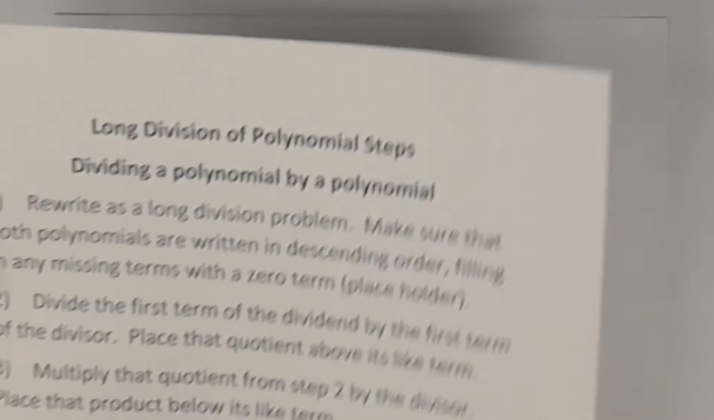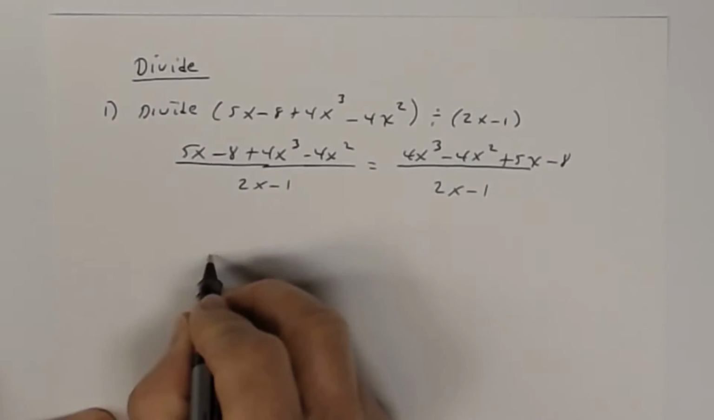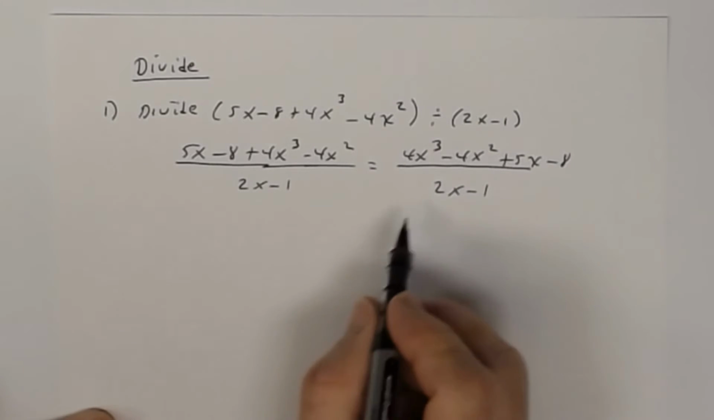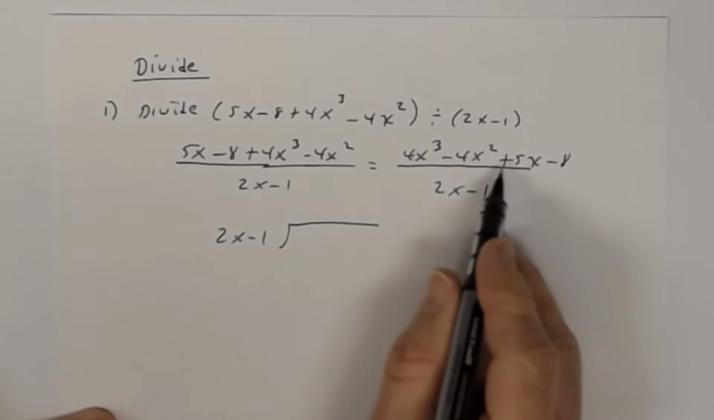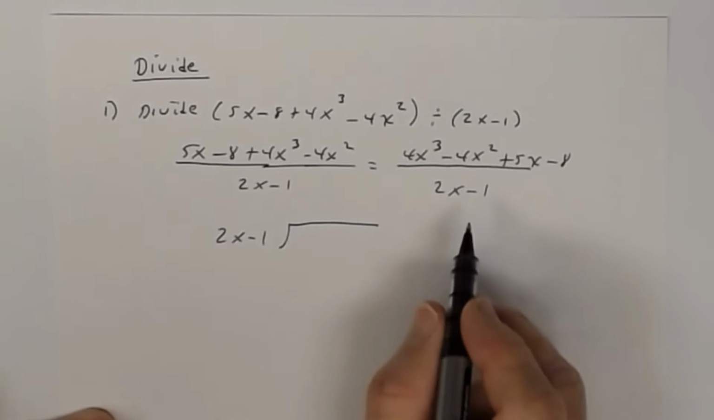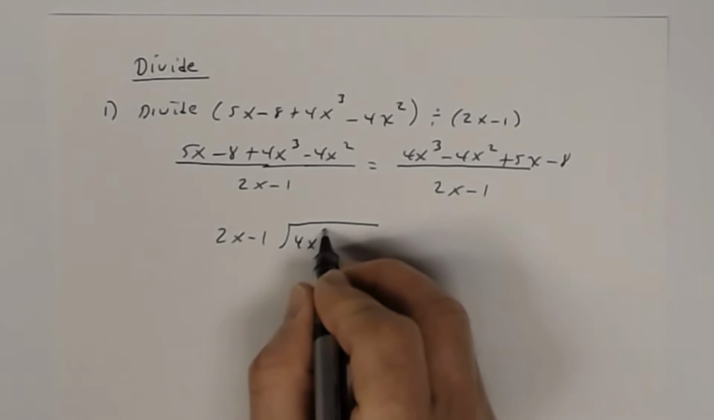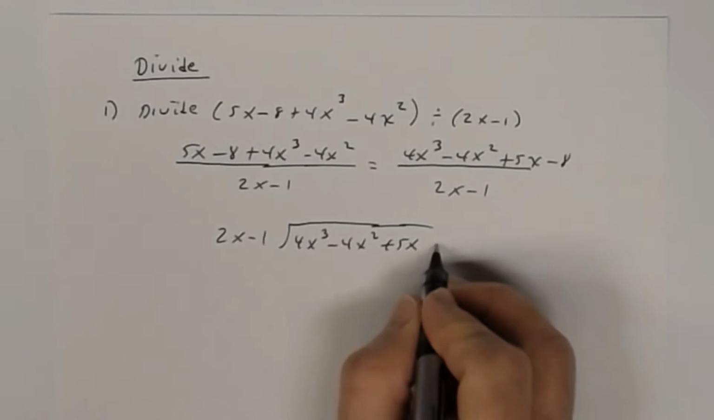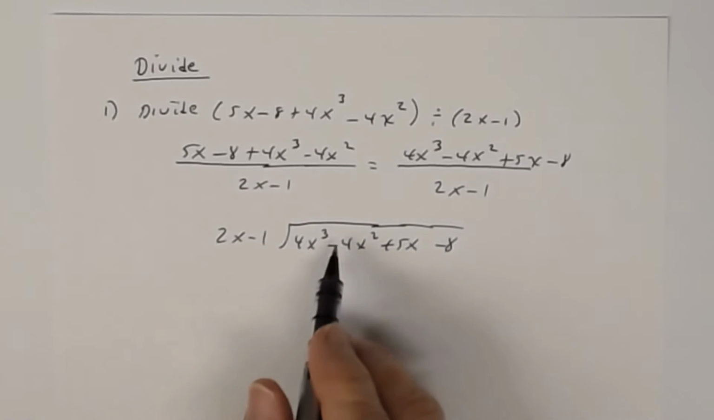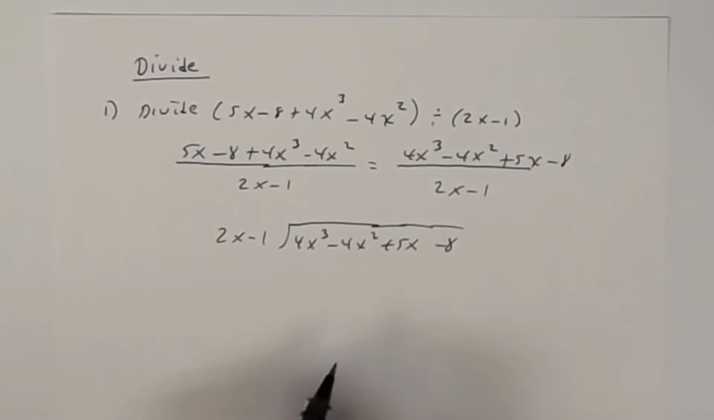Okay, so remember, you're going to rewrite in long division. So that means this. Remember, this is your divisor. Okay, so you're going to say 2x minus 1 divided into, and then your dividend. Your numerator is your dividend. So those words are important. Make sure you know those words. So 4x cubed minus 4x squared plus 5x minus 8. And notice there are no missing terms, so we don't have any zero placeholders here. Okay, and then you do your steps.